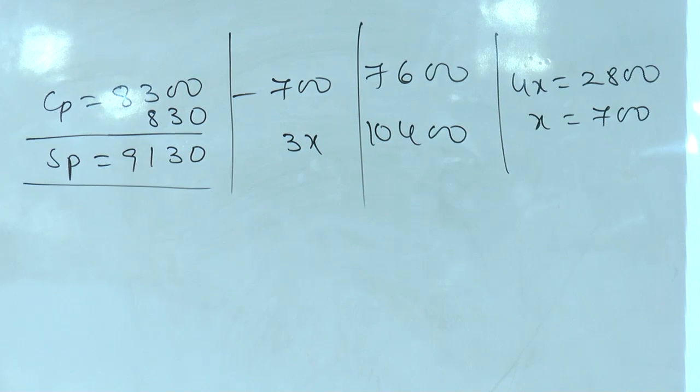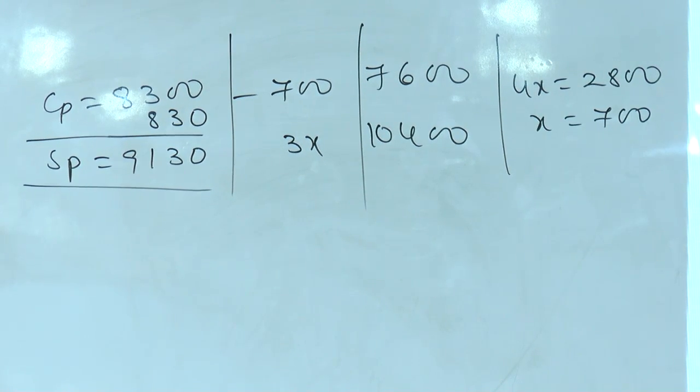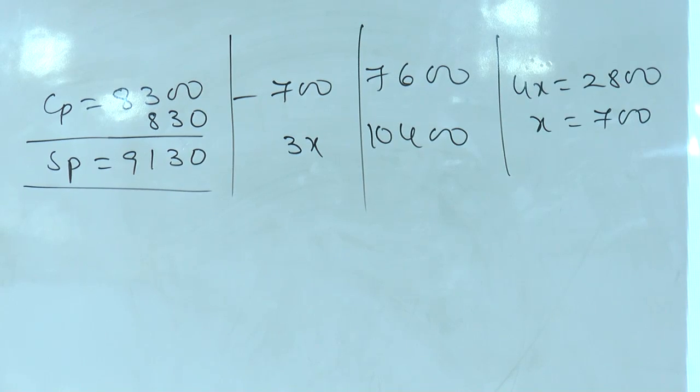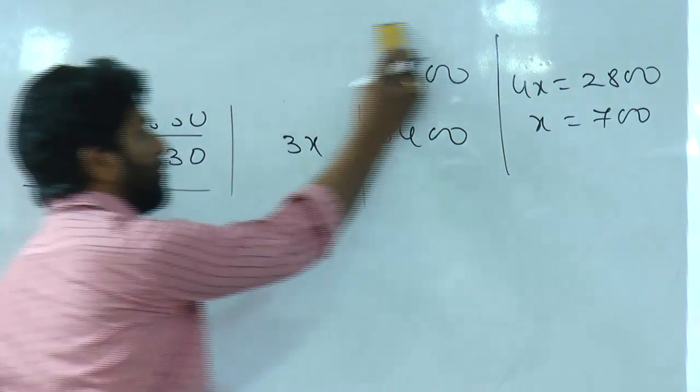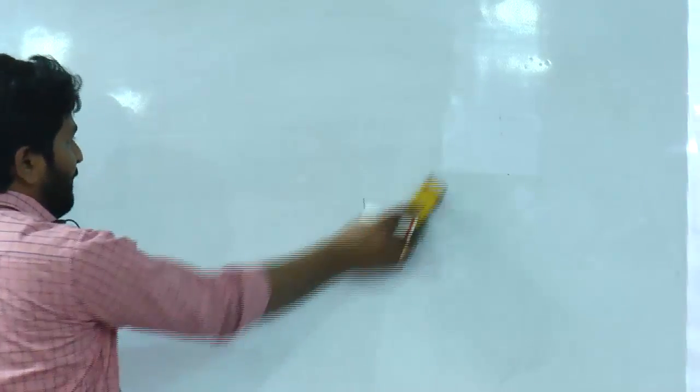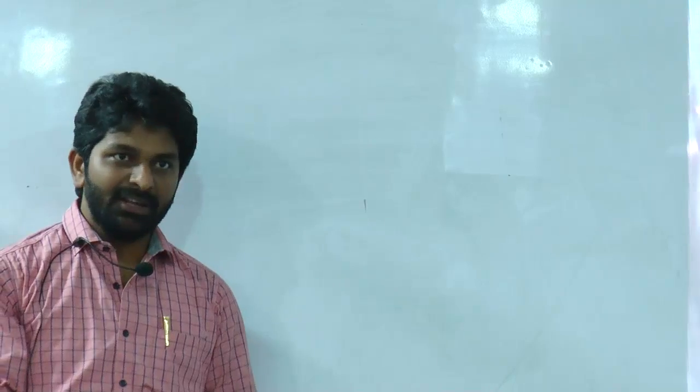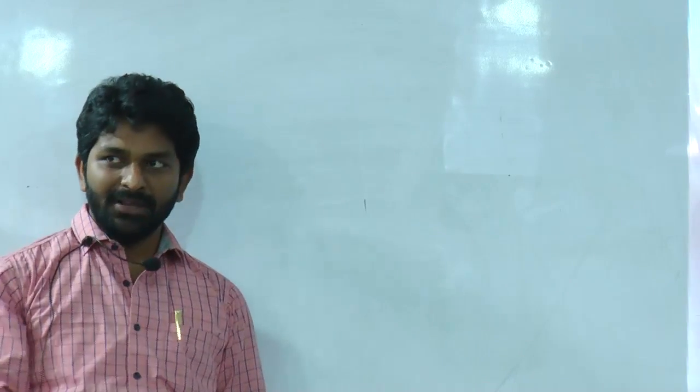Next, 35. The respective ratio between the speed of the boat upstream and the speed of the boat downstream is 7:9. What is the speed of the boat in still water if it covers 48 kilometers downstream in 2 hours 40 minutes? Let me calculate speed in terms of kilometers per hour. So 2 hours 40 minutes. Let me write 40 minutes as 2 by 3, which makes it 8 by 3.